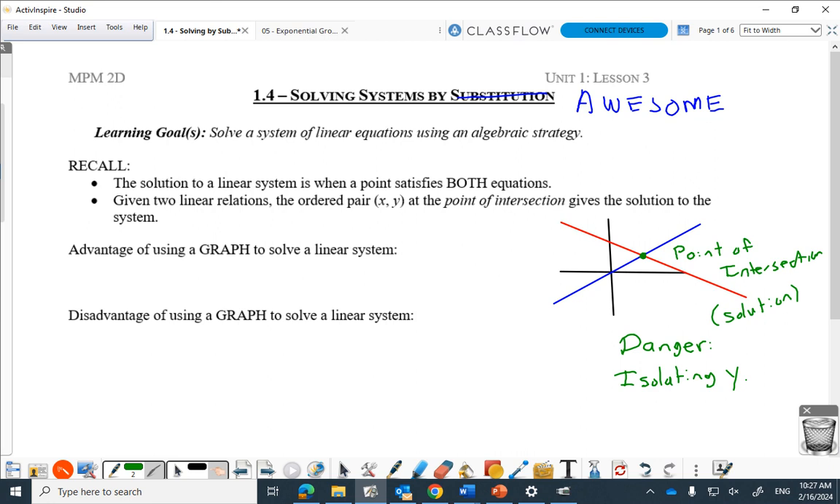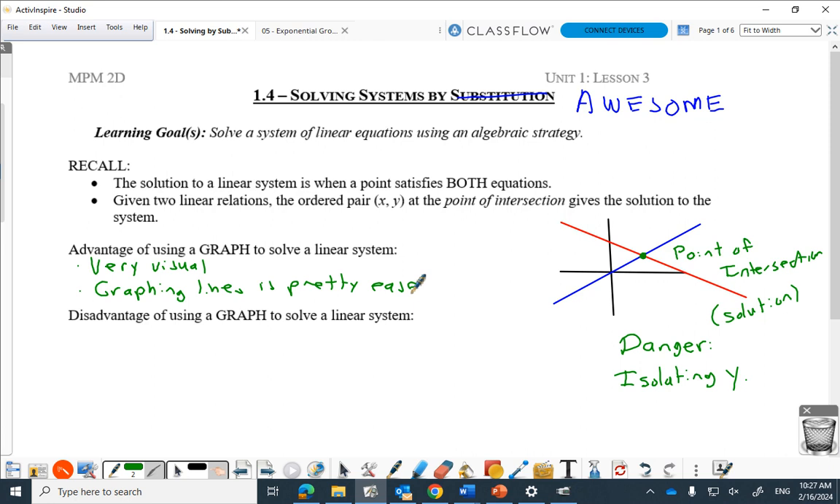The advantage of using a graph to solve a linear system: very visual. You can see exactly what you're trying to accomplish. Second, graphing lines is easy. Well, okay, graphing lines is pretty easy. Those are 2 gigantic advantages. Do not let me diss graphing during this lesson.